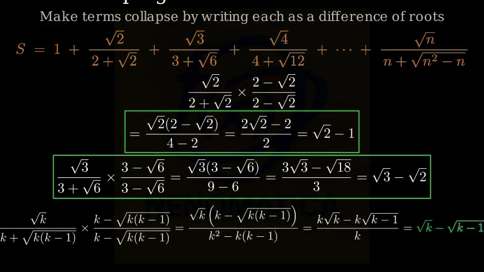Now write the general kth term. We have square root of k divided by k plus the square root of k times k minus 1, multiplied by the conjugate k minus the square root of k times k minus 1. The denominator becomes k squared minus k times k minus 1, which is k. The numerator simplifies to k times square root of k minus k times square root of k minus 1. After dividing by k, every term reduces to square root of k minus square root of k minus 1.